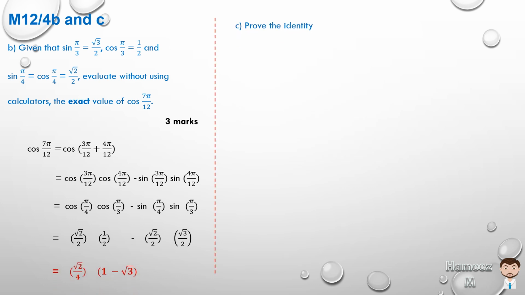Part C. Prove the identity 1 on sec theta plus tan theta is equal to 1 minus sin theta over cos theta. And we can use either side, so let's use the left-hand side. The left-hand side says 1 on sec theta plus tan theta. Sec theta is 1 over cos theta, so we can substitute.